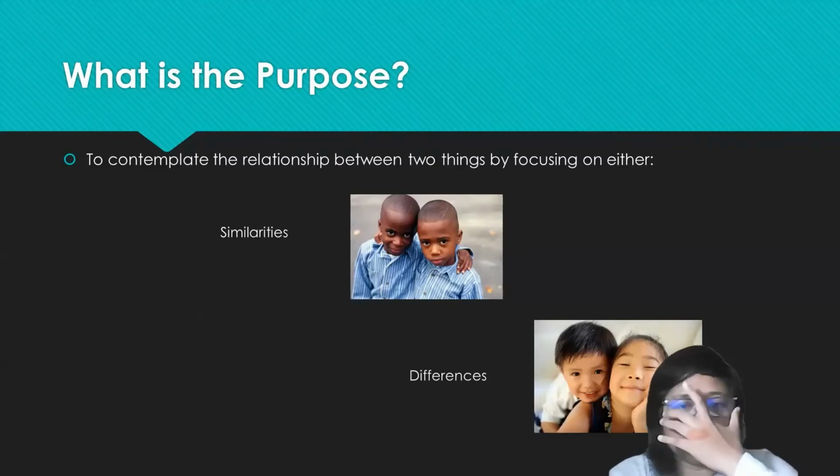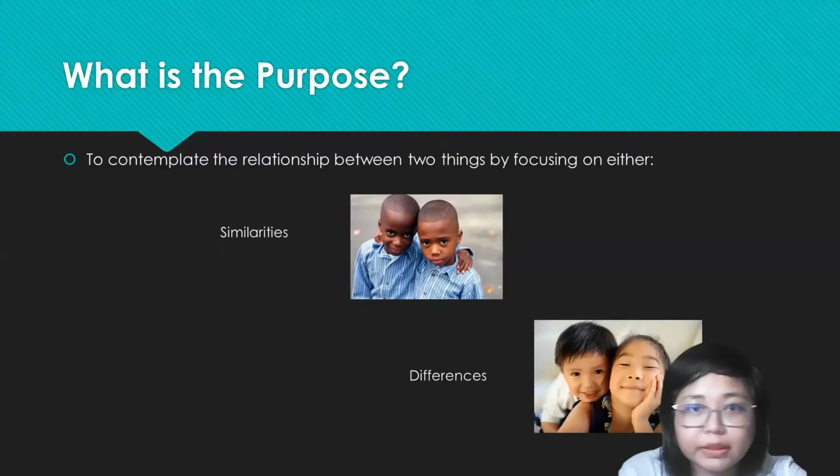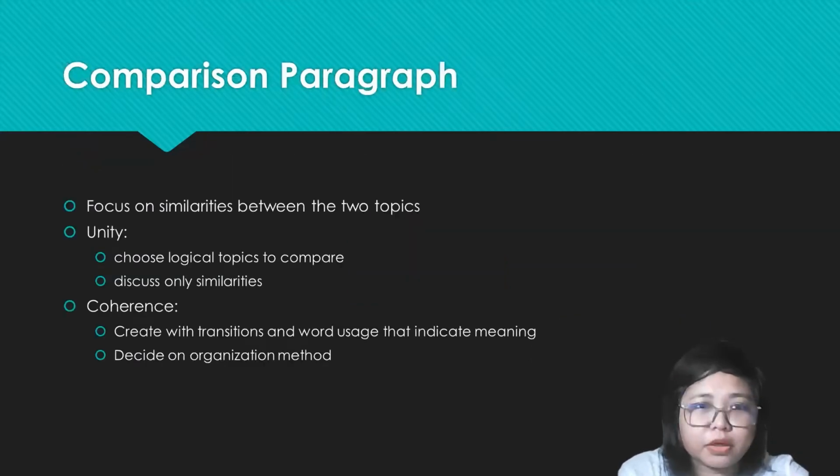But first of all, you need to know the purpose of writing this paragraph. The purpose of writing a comparison or contrast paragraph is to contemplate the relationship between two things by focusing on either the similarities or the differences. You compare two things and find the similarities or the differences. That's the focus of comparison and contrast paragraphs. Easy, right?